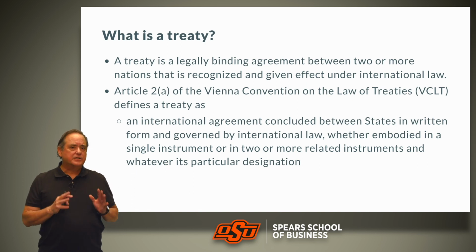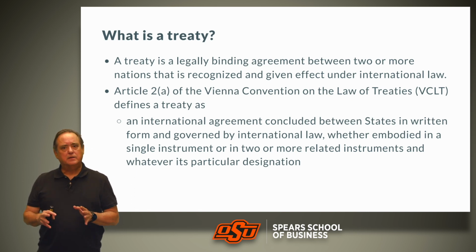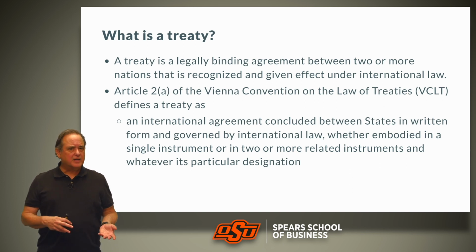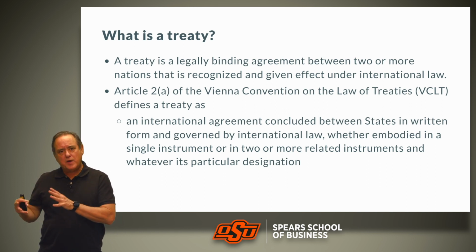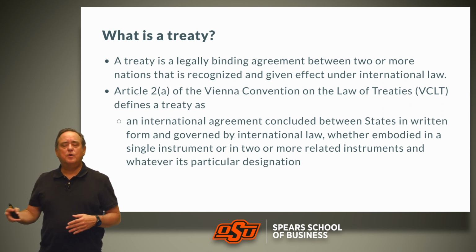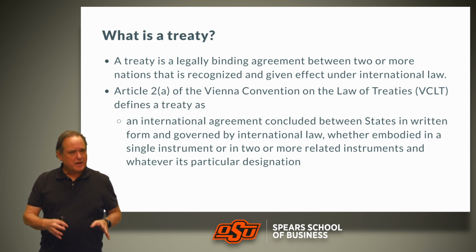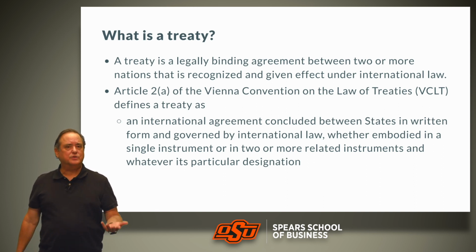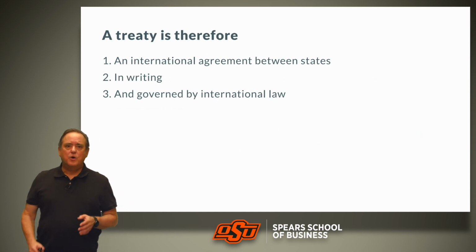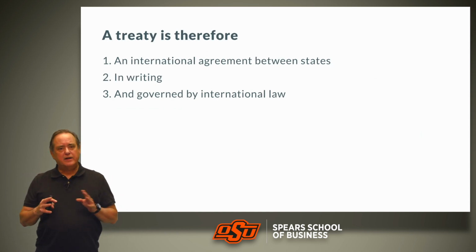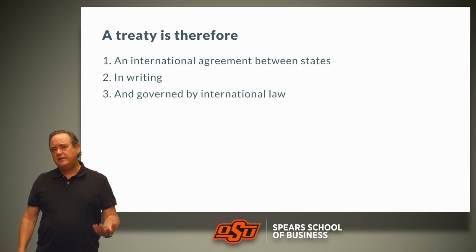It defines a treaty as an international agreement concluded between states in written form and governed by international law. That can exist whether it's in a single instrument or two or more related instruments, and whatever its particular designation, whether it's called a treaty or not. An agreement between states will constitute a treaty. So a treaty is therefore an international agreement between states in writing and governed by international law.